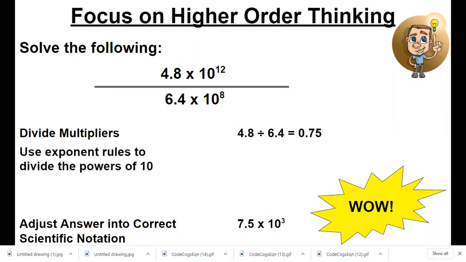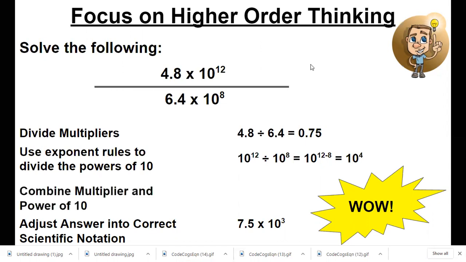I'm going to use my exponent rules for dividing 10 to the 12th by 10 to the 8th, and I'm going to get 10 to the 12 minus 8, 10 to the 4th. I'm going to combine my multiplier and my power of 10, 0.75 times 10 to the 4th, and then there's the answer at the bottom.